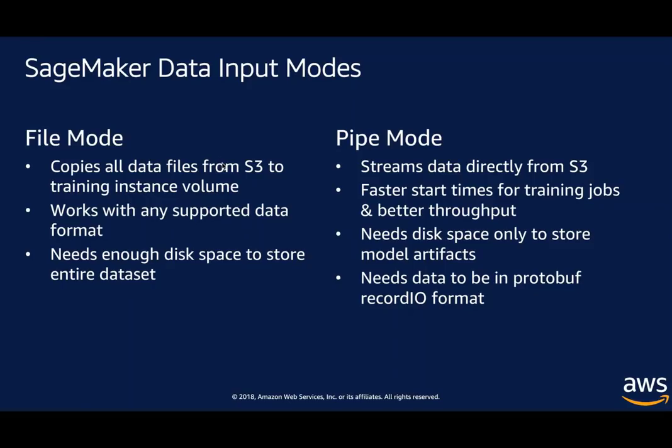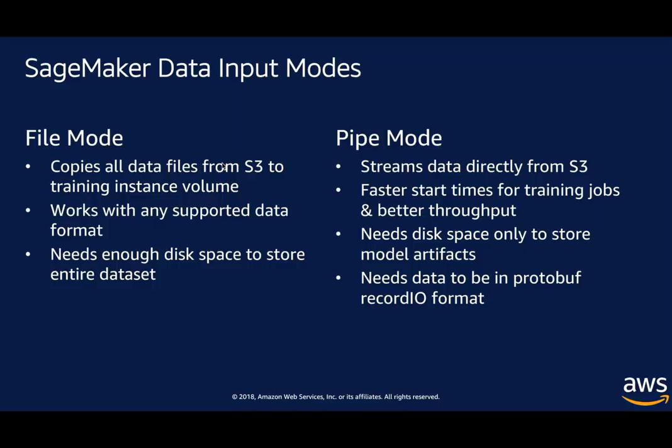There are two modes. The first one is the file mode, which essentially copies all the data files from S3 onto your training instance volume. The good thing is it works with any supported data format. So if you have your data in CSV, it will support that. But what you need is a lot of disk space on your training instance.